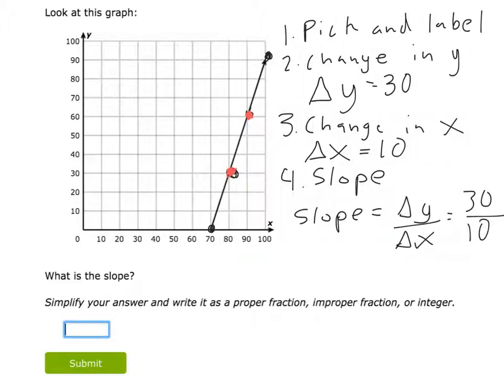Now my last step is, I'm pretty sure I can simplify 30 over 10. Because I can divide top and bottom by 10. So what I'm going to do is just get rid of the 0. So we can just call it 3 over 1. And actually that simplifies to just 3. So the answer to this question, what is the slope? The slope is 3. So in the classwork today, you just go ahead and put a 3.